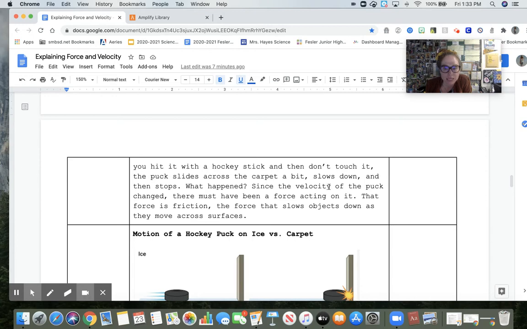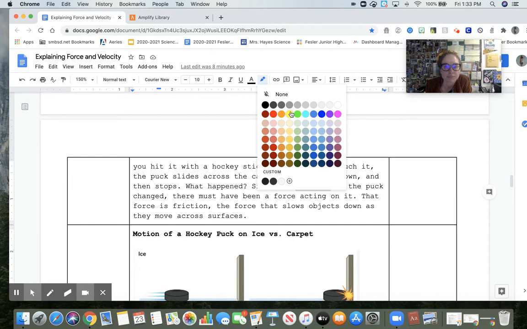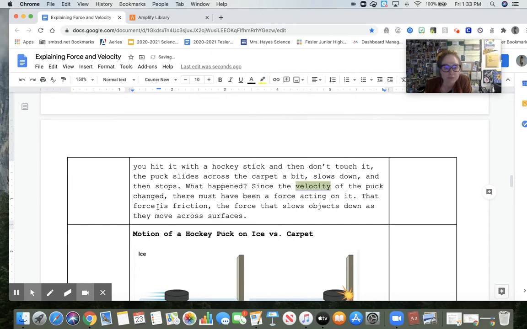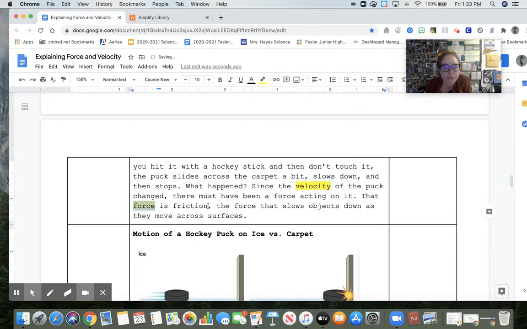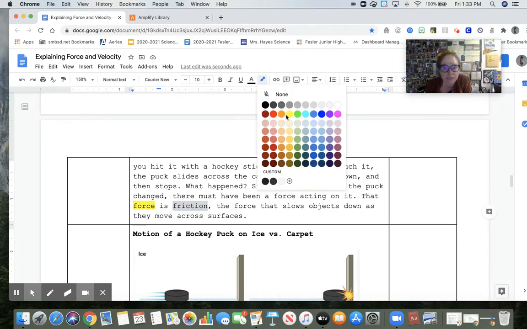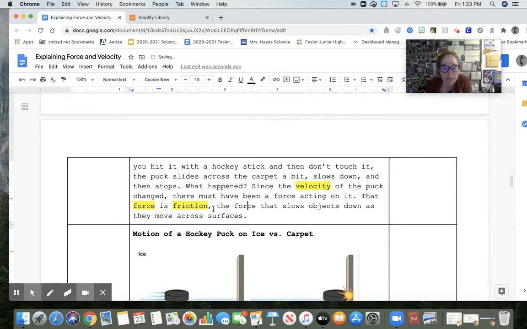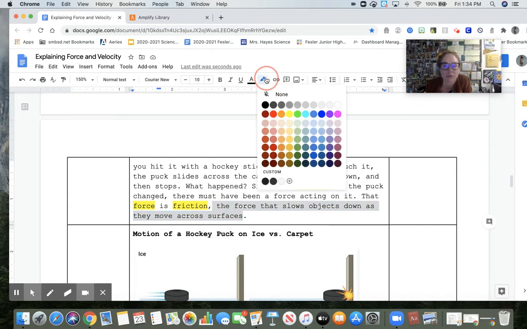Okay, so velocity was one of my words. Force. Okay, and then friction here. So friction's a new word. Notice that there's a comma. So it says the word, and then there's a comma, and then it says the force that slows an object down as they move across surfaces. That is a definition. So I'm going to go ahead and make that whole part yellow.